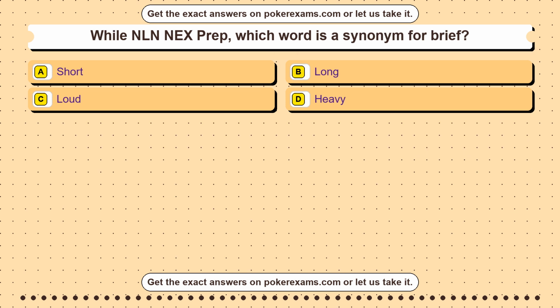Question 17. While NLN NEX Prep, which word is a synonym for brief? Option A, short. Option B, long. Option C, loud. Option D, heavy.